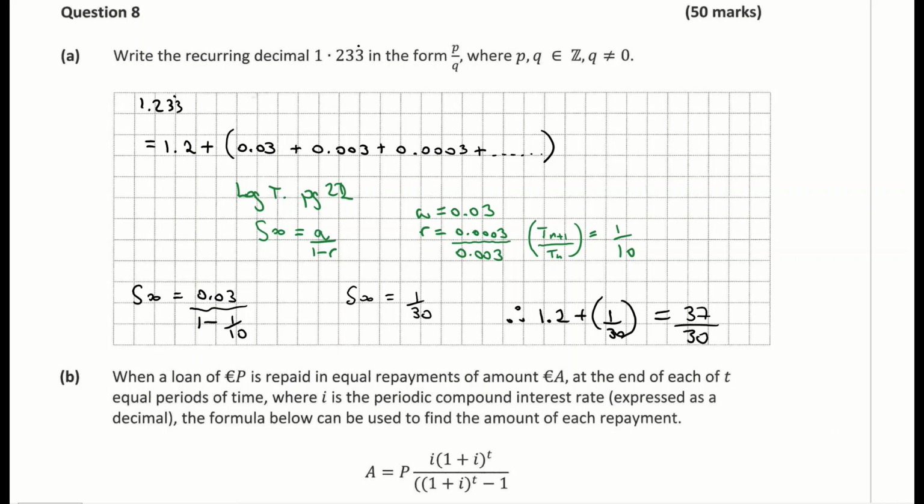And again, check your answer: type 37 over 30 on your calculator and hit your S-D button, and it should simplify to 1.23 recurring with the decimal. So scrolling down now to 8 part B.